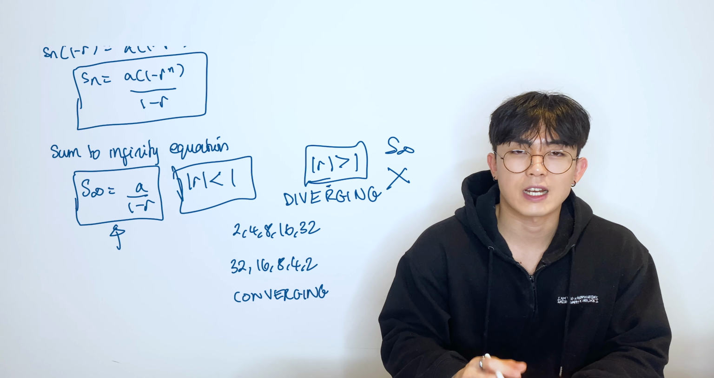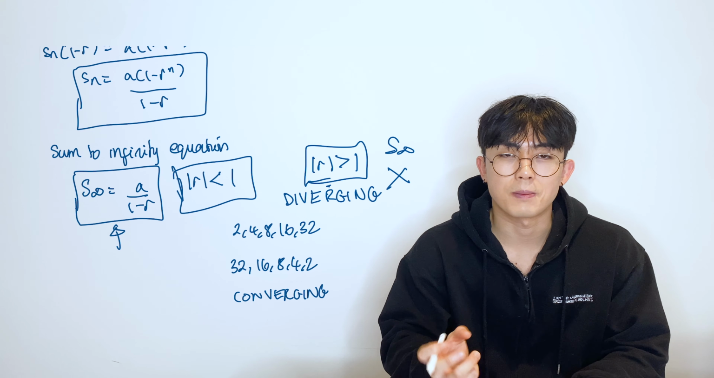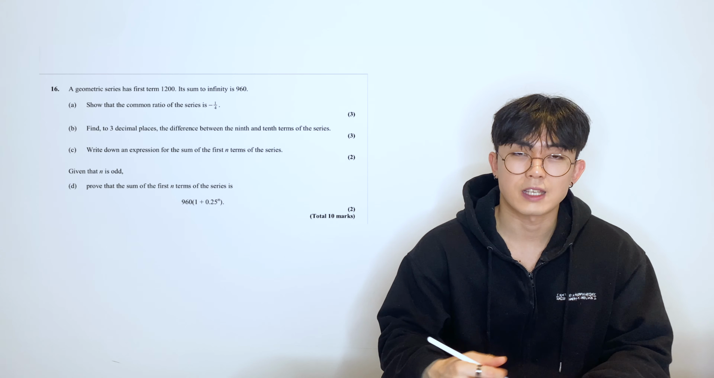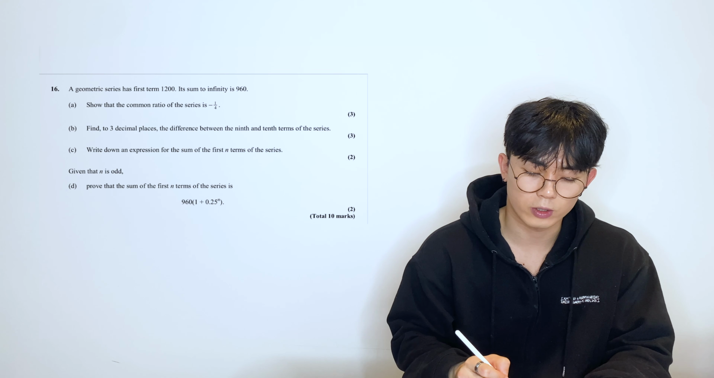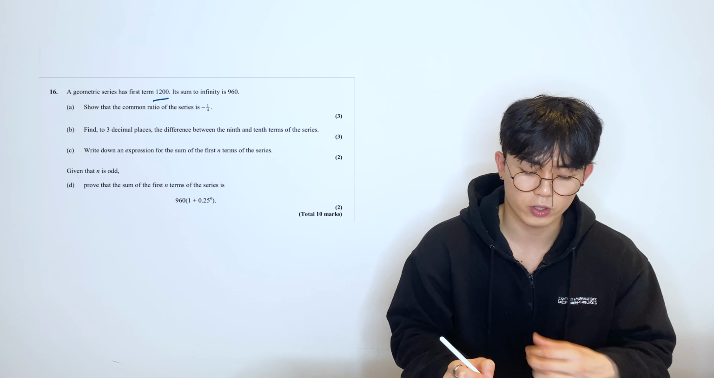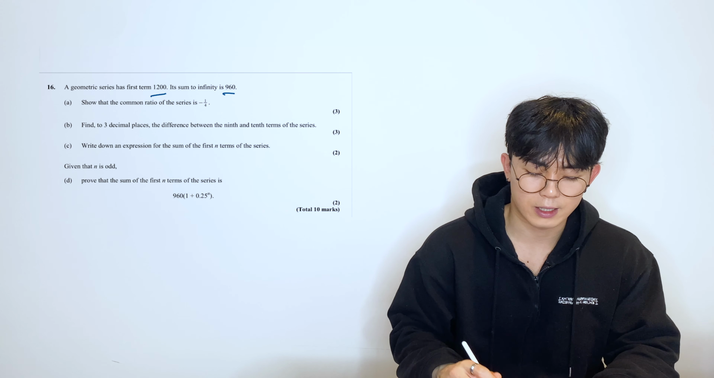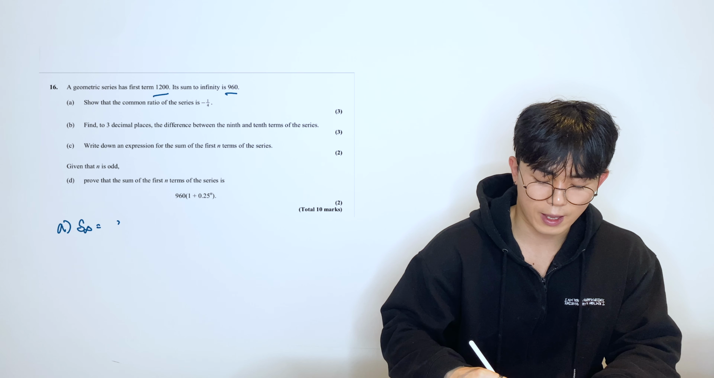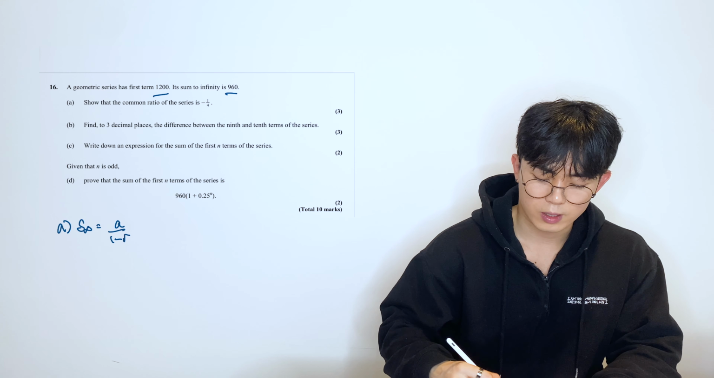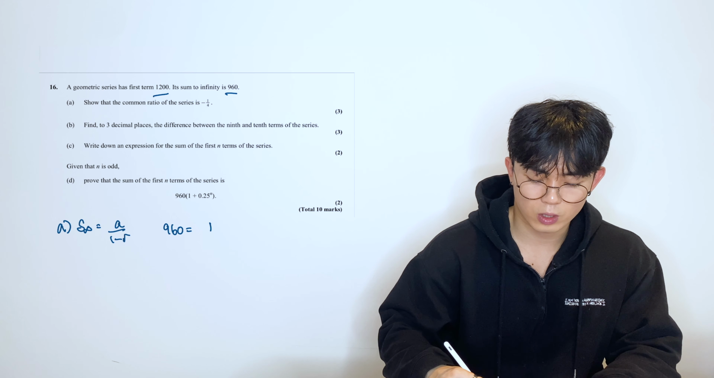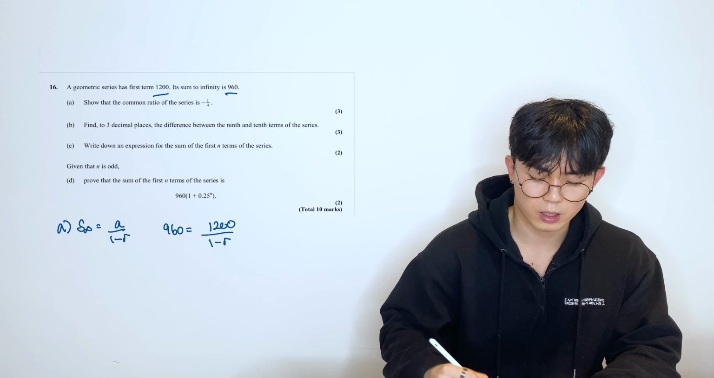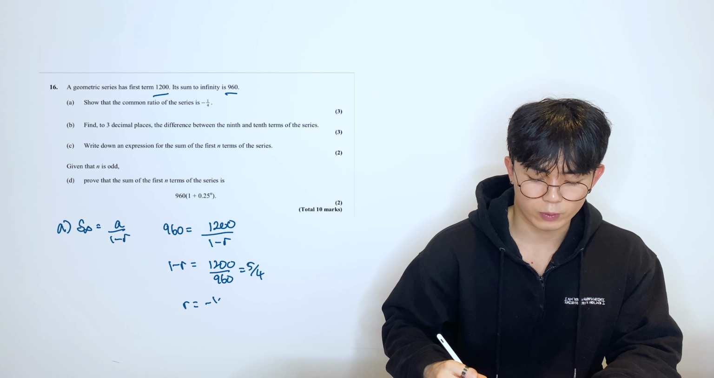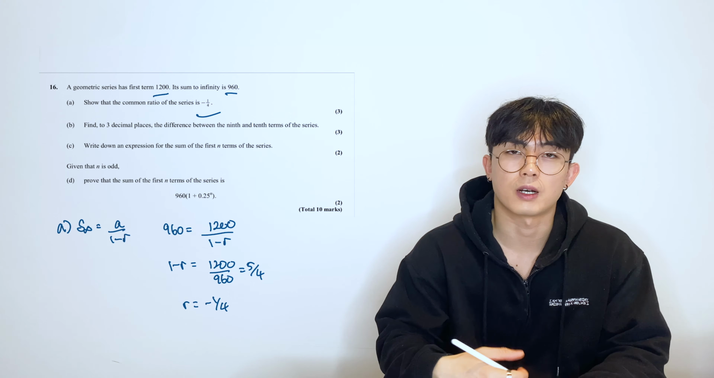So that's all the theory you actually need to know for the geometric sequence. It's just a matter of now applying this to exam questions. Okay, so let's take a look at this question here. We're told that a geometric series has the first term 1200 and the sum to infinity is 960. Using the sum to infinity equation, a over 1 minus r, we can say that 960 is equal to 1200 divided by 1 minus r. 1 minus r is 1200 over 960, which is 5 over 4. So r, we get negative 1 over 4, and that's what they asked us to find in part A.